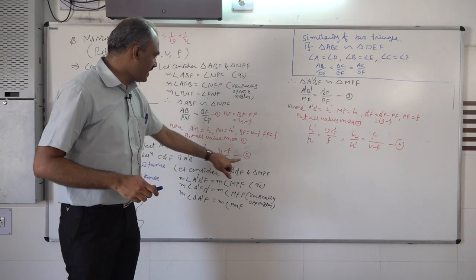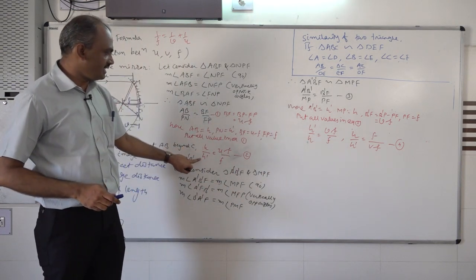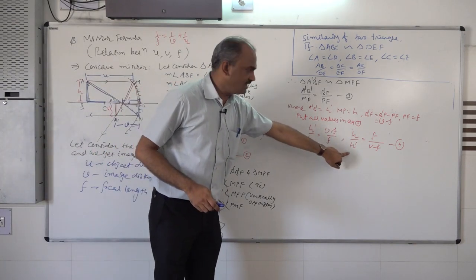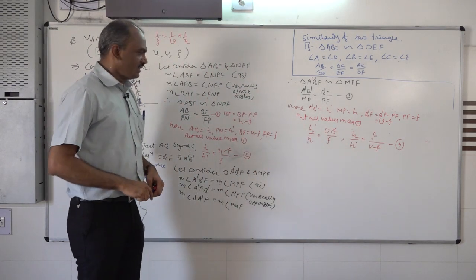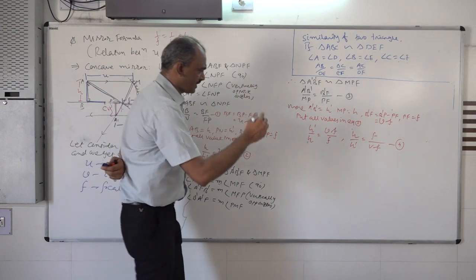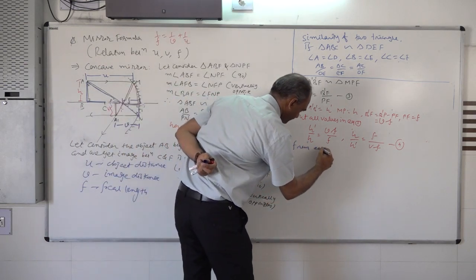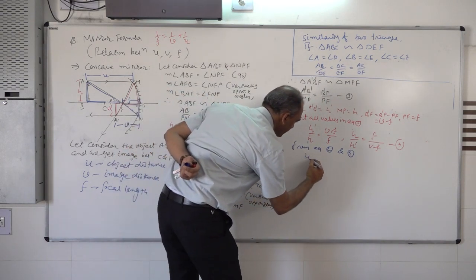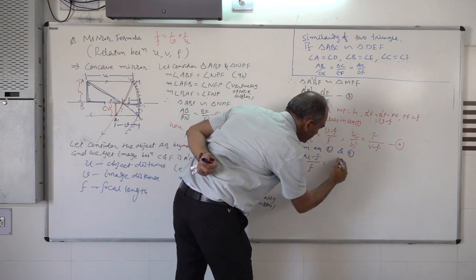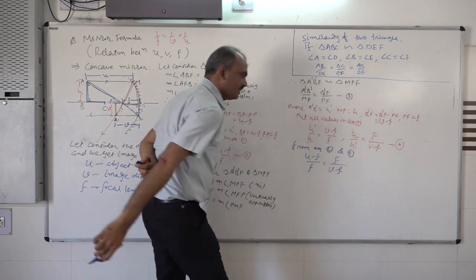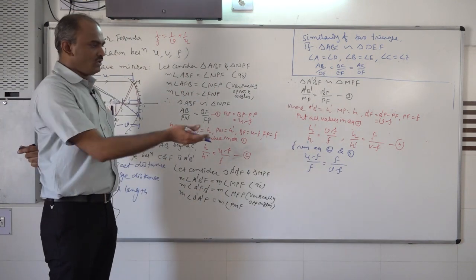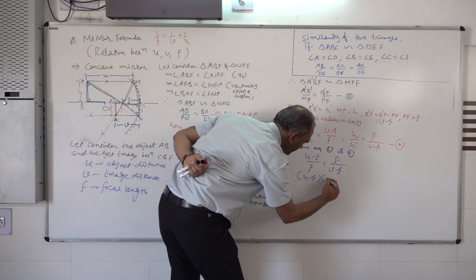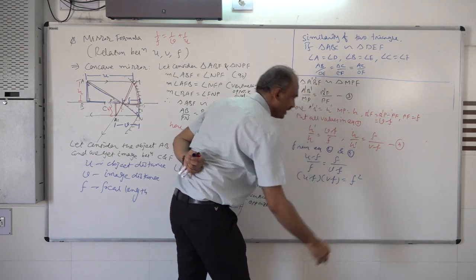ठीक है. अब इक्वेशन नंबर 2 और 4 यहाँ पे क्या है? H upon H dash is equal to U minus F upon F. और यहाँ पे मिला H upon H dash is equal to F upon V minus F. So we are comparing equations 2 and 4. Here we are getting U minus F upon F is equal to F upon V minus F. Now we are cross multiplying. So by cross multiplying we are getting U minus F into V minus F is equal to F square.